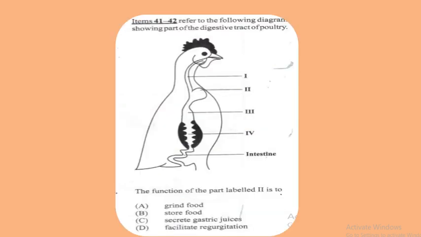Alright, here we have a diagram showing the digestive tract of a poultry bird. And we have sections labeled 1, 2, 3, and 4, as well as the intestine. Now, the question is, the function of the part labeled 2 is to do what? To grind food, to store food, secrete gastric juices, or to facilitate regurgitation. And the answer is B, to store food temporarily, and that part is called the crop.